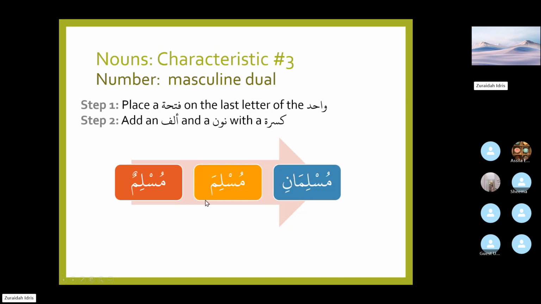Can you repeat that for me? Sister Litha, can you say that? Alif for rafa, nun for heavy. Yes. Sister Salina, can you say that too? Alif for rafa, nun for heavy. Yes, good. So please remember that. So here is the first step, and this is the final result.